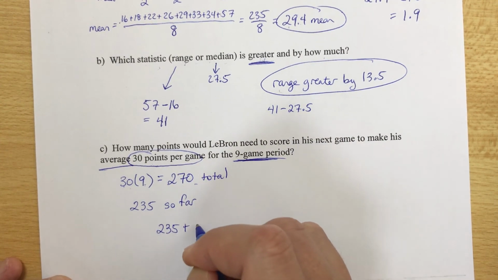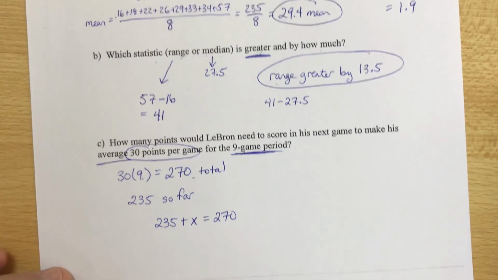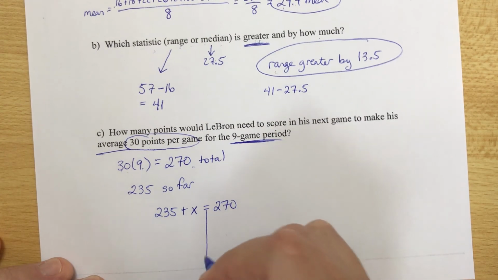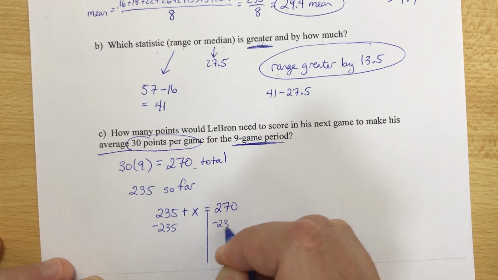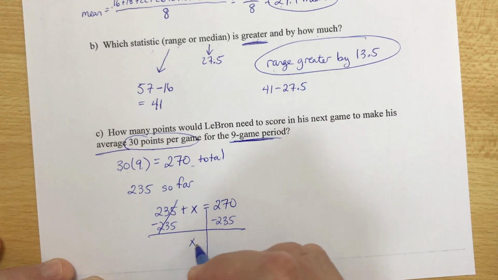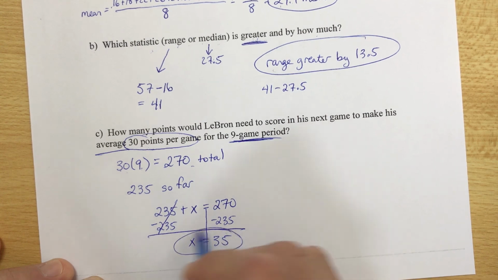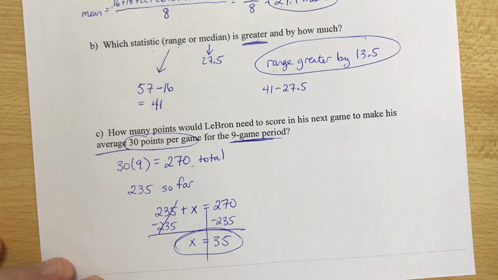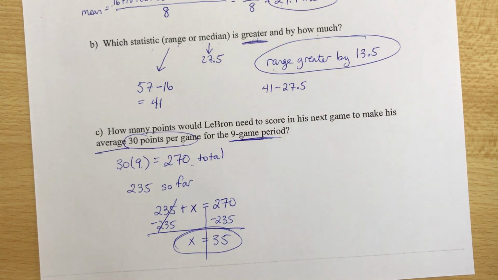So 235 plus X to get him the total of 270. Here's an equation. Let's move the constant 235 by subtracting it. That's 0, which leaves us X equals, and that is 35. So in his 9th game, his next game, he needs to score 35 points. And then he'll have his average of 30 per game. And that is the end of the notes.